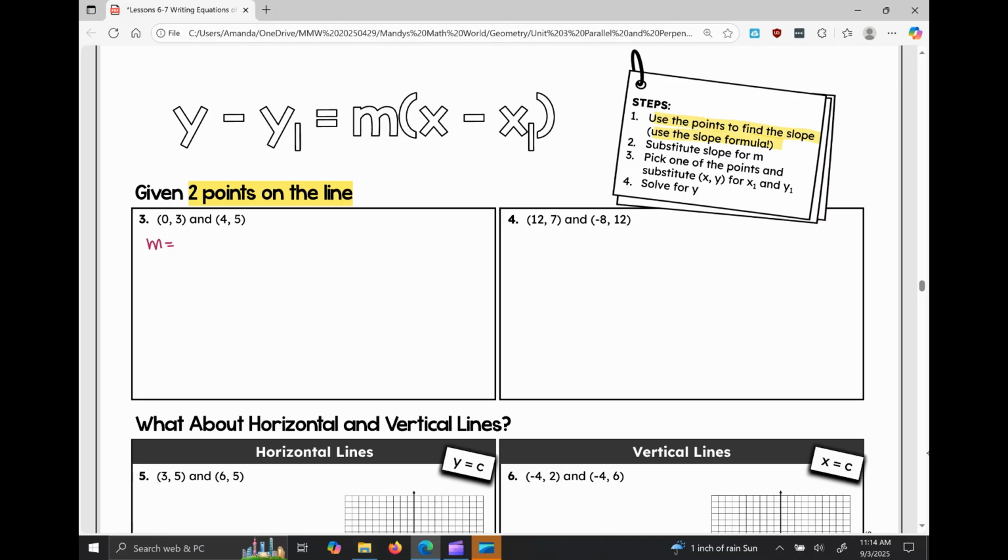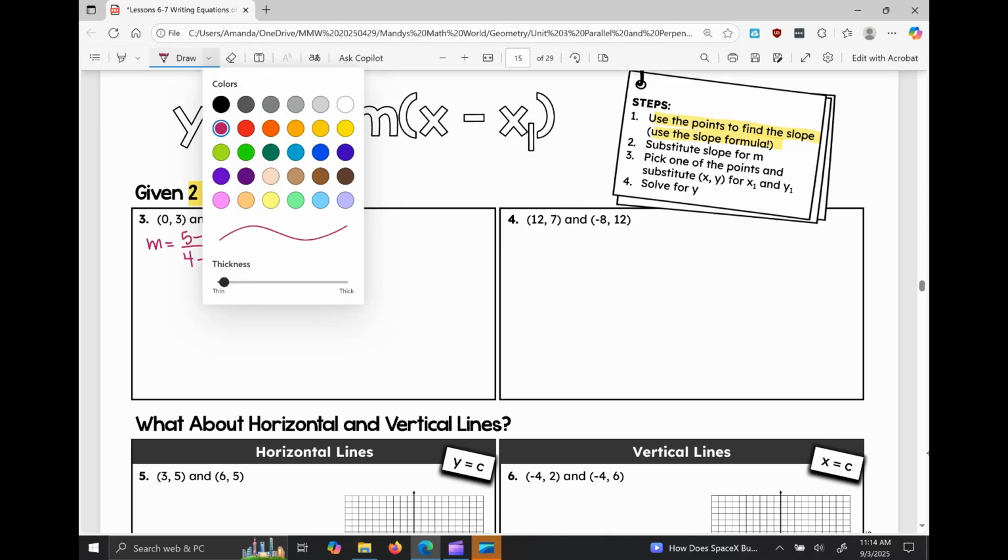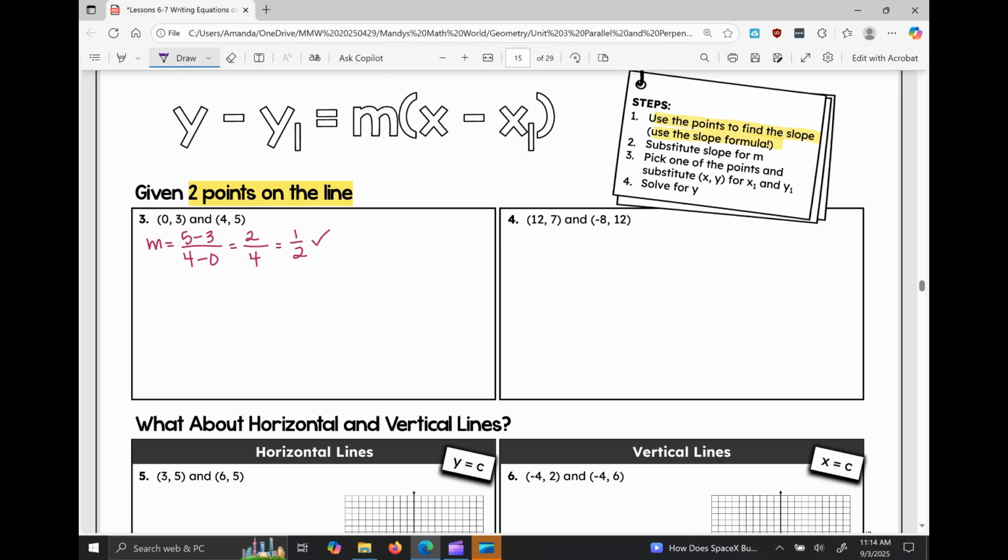So 5 minus 3, that goes on top in the numerator, over 4 minus 0. 5 minus 3 is 2. 4 minus 0 is 4. 2 over 4 simplifies to 1 over 2. So we have now found the slope of the line. So now we're pretty much back to where we were on the previous page. We know the slope. Now all we need to do is pick a point on the line.